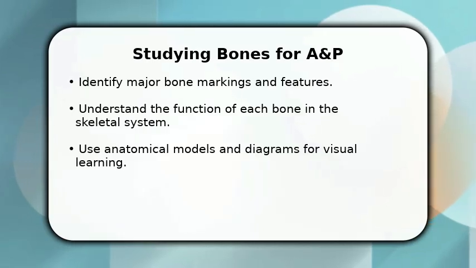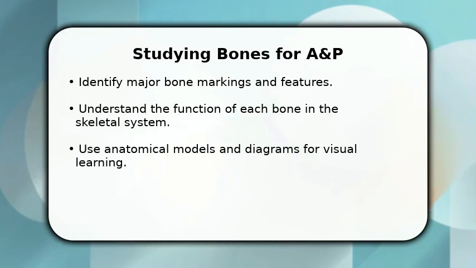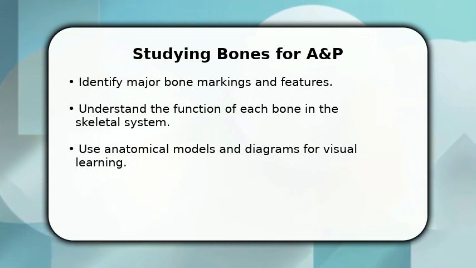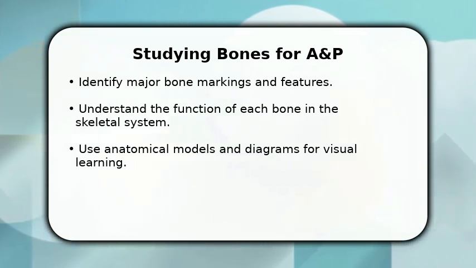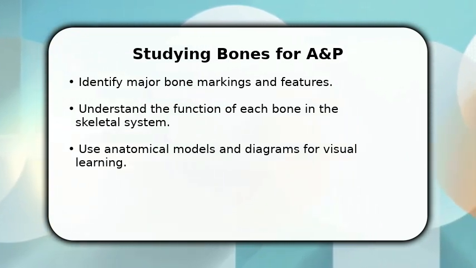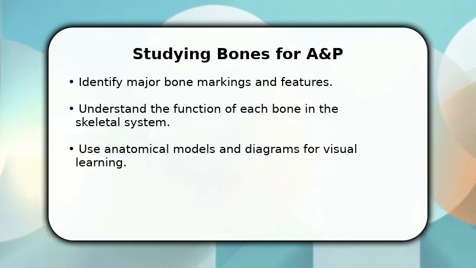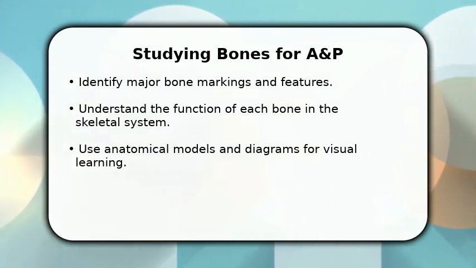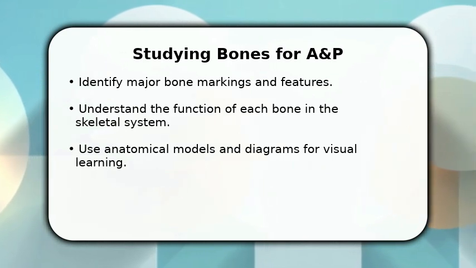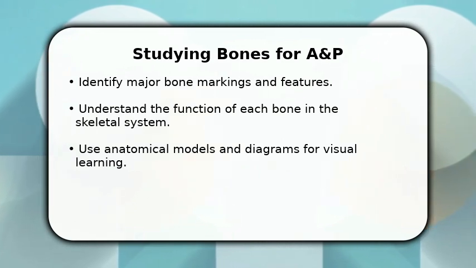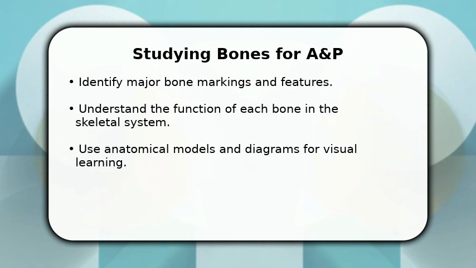In this video, I will explain how to study bones for anatomy and physiology. Begin by familiarizing yourself with the major bones of the human body, like the femur and humerus. Focus on identifying key landmarks, such as the greater trochanter or the olecranon process. Understanding these specific features is crucial for grasping their roles in movement and support. Don't just memorize names. Visualize their placement and connections within the skeletal system. This foundational knowledge will build a strong base for your studies.